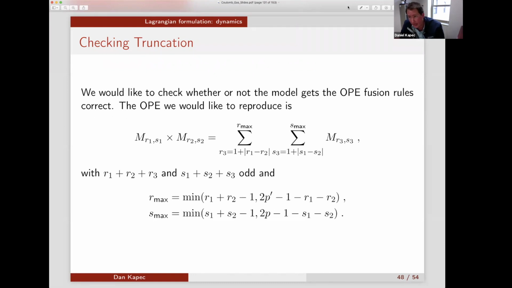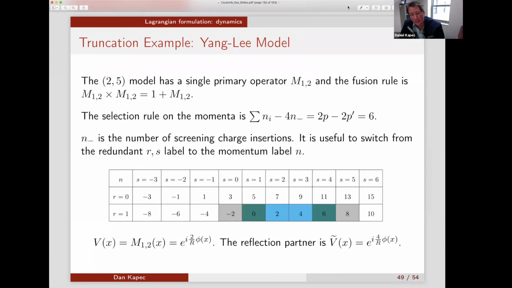We'd just like to see how to read off truncation rules in this model using basically just kinematics. See if we can get it just from the U(1) selection rule. And the easiest way to do it is with an example. So we'll just take the Yang-Lee edge singularity that has a single primary operator along with the identity. It has a very simple fusion rule. And the selection rule on the momenta in this case is just that the sum on n minus 4 times the order in perturbation theory equals 6, okay?